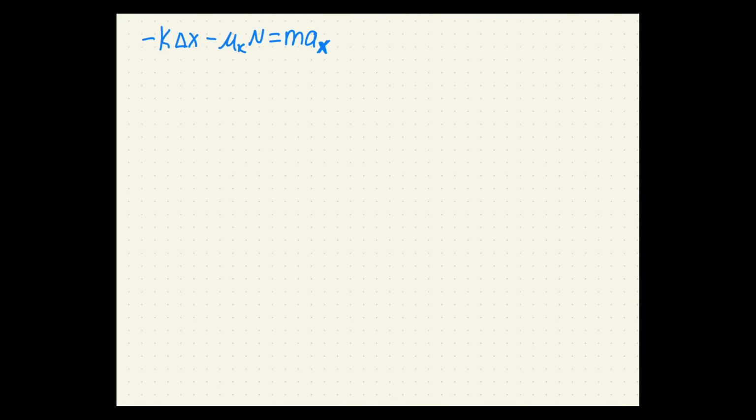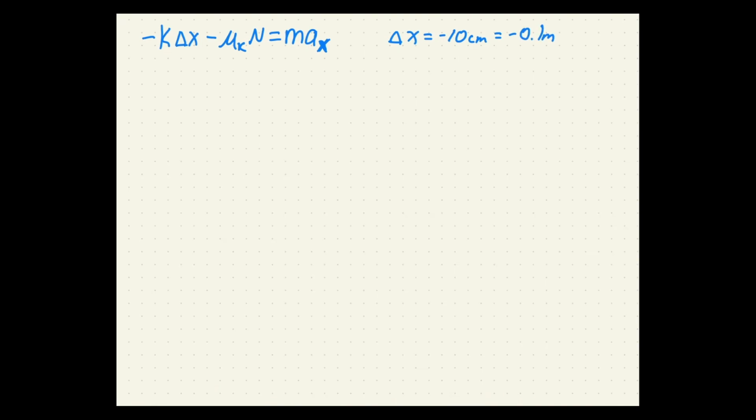But let's take a moment to talk about some negative signs here. You might think that because I have a minus k delta x, I will be adding this negative up, and our acceleration will be bigger than it should be, and also pointed in the negative direction. But that's not what's going to happen, because delta x is also negative 10 centimeters, or negative 0.1 meters. And so that negative hidden inside the delta x will cancel out the negative on my minus k delta x equation, and that will give us a positive spring force. Hopefully that spring force will be bigger than our friction force, and if that's the case, we will have an acceleration in the positive x direction.